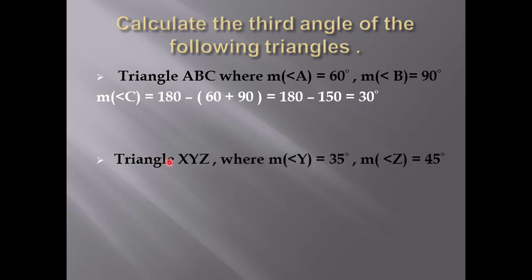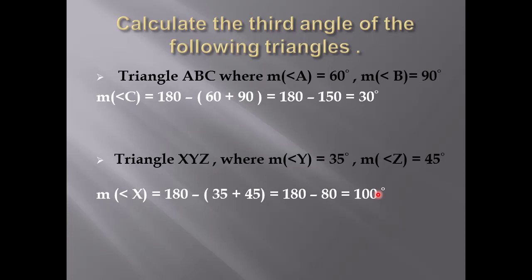Another one, if we have a triangle XYZ, where measure of angle Y is 35, measure of angle Z is 45. So what is the type of this triangle? We should at first calculate the third angle. 180 minus 35 plus 45. The result will be 100 degrees. So we have 35, 45 and 100.